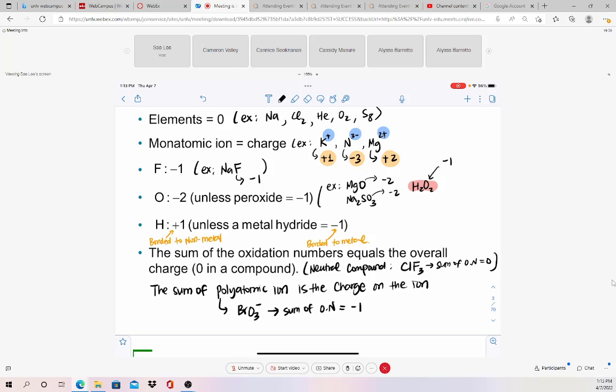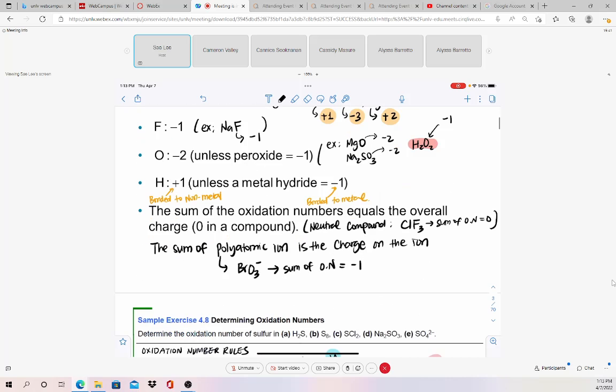And then we need to add another rule. The last rule is that for ionic compounds that contain group 1A elements, these elements will always have oxidation number of +1. And ionic compounds containing group 2A elements will always have the oxidation number of +2. So group 1A elements will have oxidation number of +1. Group 2A elements will have oxidation number of +2.